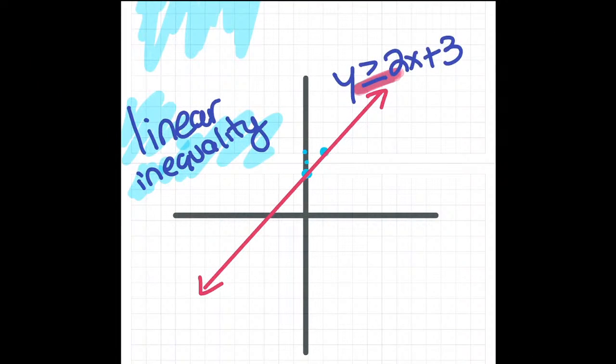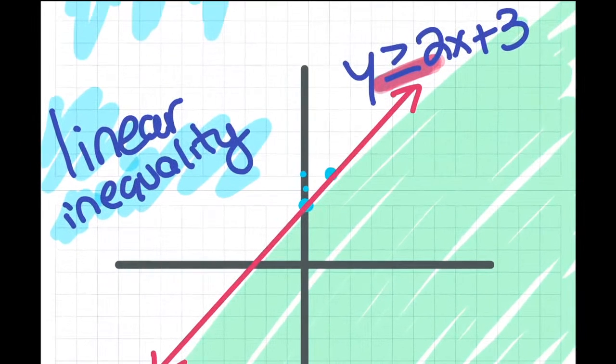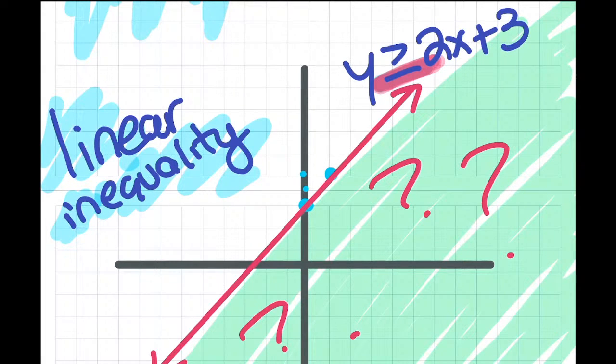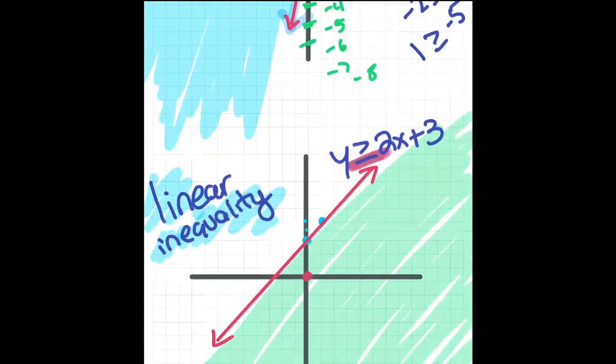Anywhere you shade, you are claiming is an answer that makes your statement true. So if you shaded below here, what you're saying to everyone is that it doesn't matter what point you pick that's down here, all of the points will prove this true. Here's what I mean by that. Let's take the point 0, 0, actually. And by the way, anytime you can use 0, 0, use it.